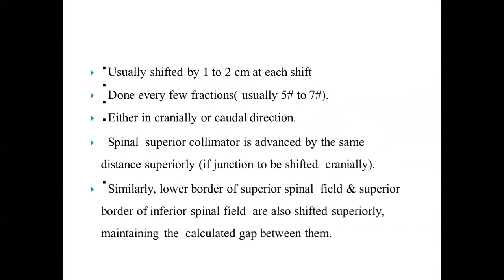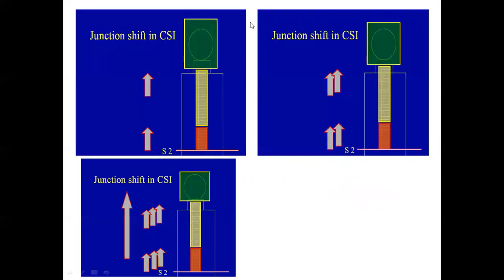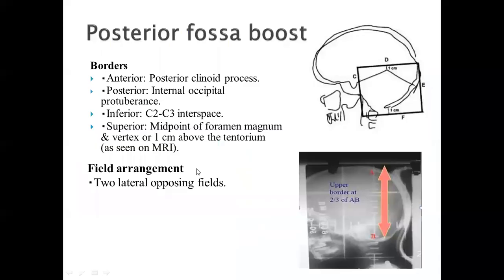Similarly, the lower border of the superior spinal field and the superior border of the inferior spinal field are shifted superiorly, maintaining the calculated gap between them. This is the junctional shift technique. We shift the caudal border of the upper field and the cranial border of the lower field superiorly between each 5 to 7 fractions so that there will not be any overlapping.